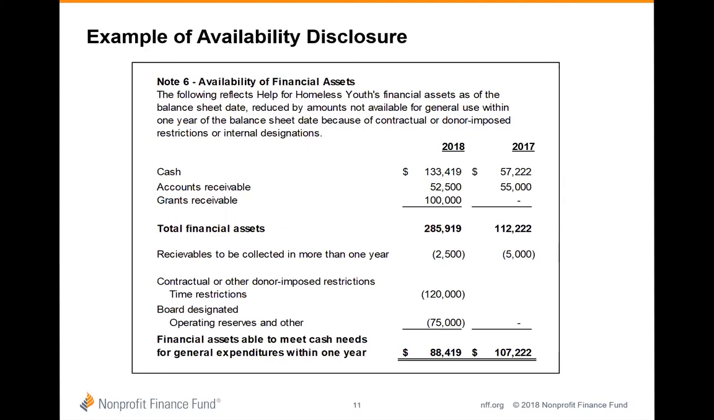You don't have to include all of this information in a chart like this. You certainly can, but you can also just include it in the narrative. And that could even be the same narrative as the liquidity piece. So liquidity and availability can be in one note. You can do what makes the most sense for you and your organization.